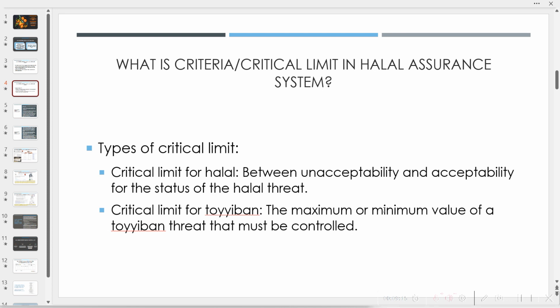Critical limit for halal ada dua. The first one is between unacceptability and acceptability, for the status of the halal threat, ancaman halal. Critical limit for toyiban is also based on maximum or minimum value of the toyiban threat that must be controlled. When I say toyiban, that indicates your quality, your cleanliness, your nutrition. So that example of the oven, your mixer, your formulation, the range falls under the toyiban part.